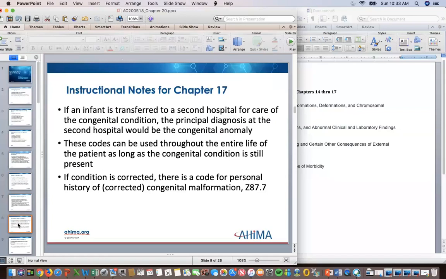So then that second hospital is coding just the diagnosis that the baby is coming forth. They were born there, so you cannot give them that code. These codes can be used throughout the entire life of the patient as long as the congenital condition is still present. So think about that. I think of people that doctor hop and go back and forth, back and forth. You lose a lot of continuity of care when you do that.